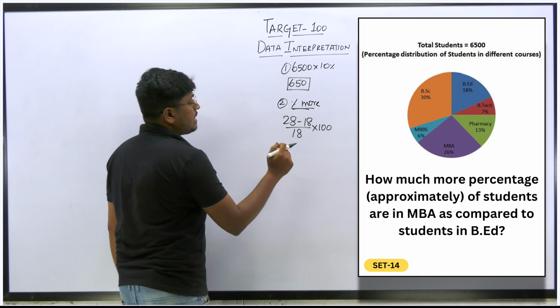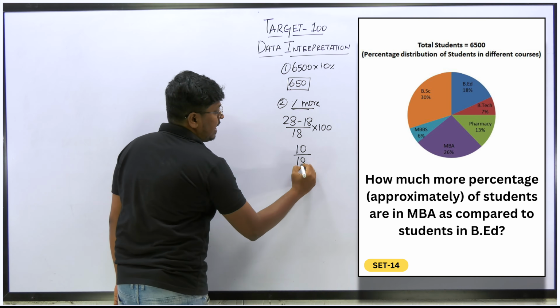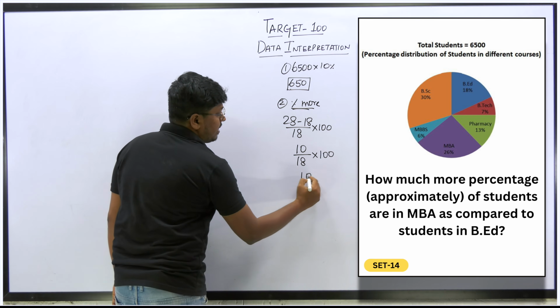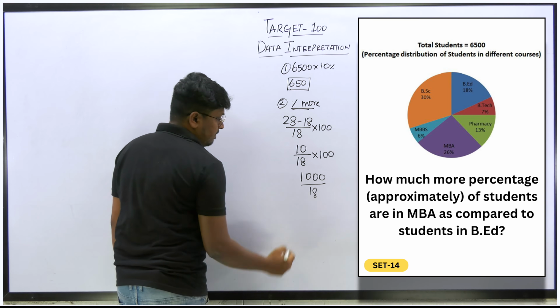So 28 minus 18 will be 10. So 10 divided by 18 into 100. So this will be 1000. So 1000 divided by 18.